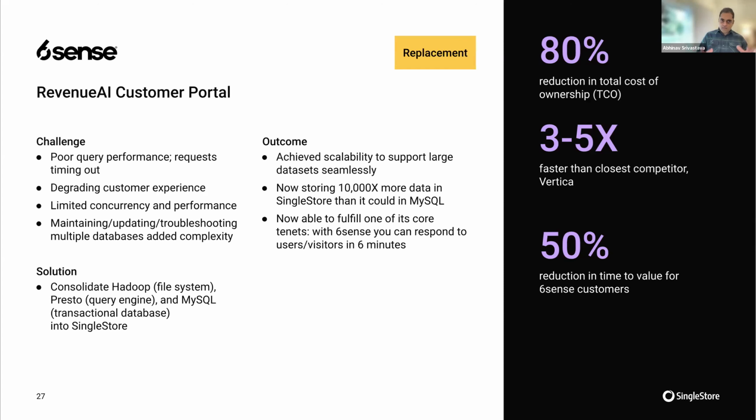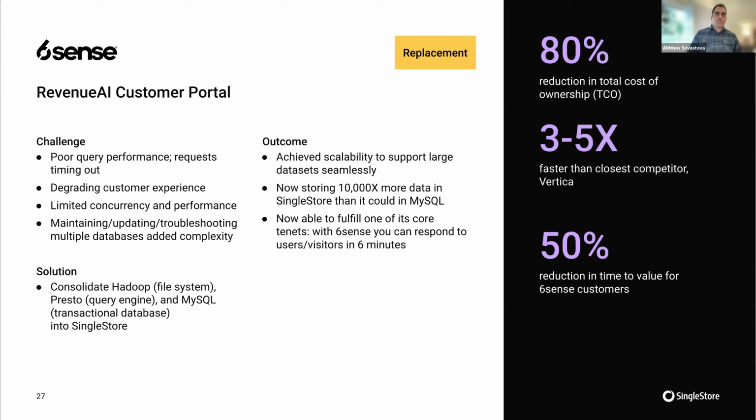So 6sense, again, kind of like the other companies that we talked about, is a company that builds a platform. And that platform specializes in account engagement and revenue intelligence. Basically, it's B2B sales and marketing focused, and they serve analytics to their end customers. By consolidating to SingleStore from among all these databases, they reduced their TCO by 80%.